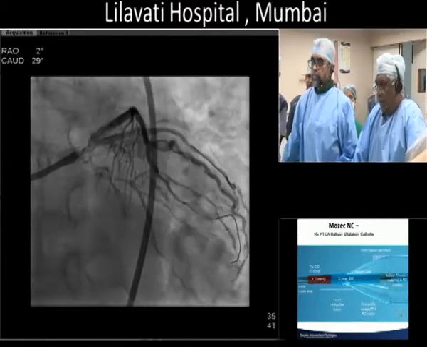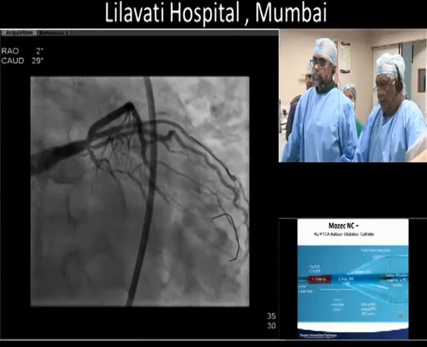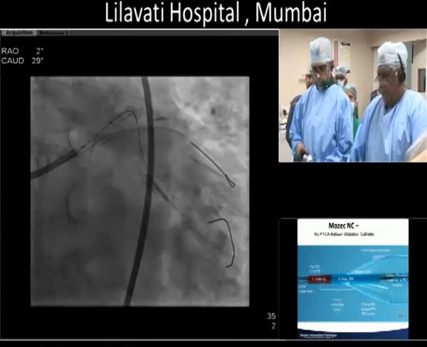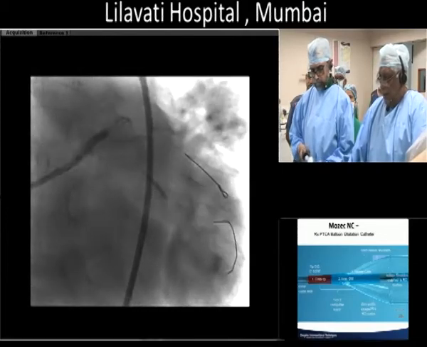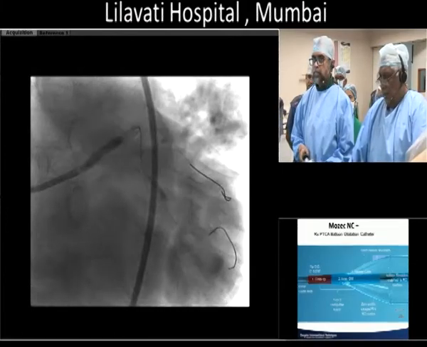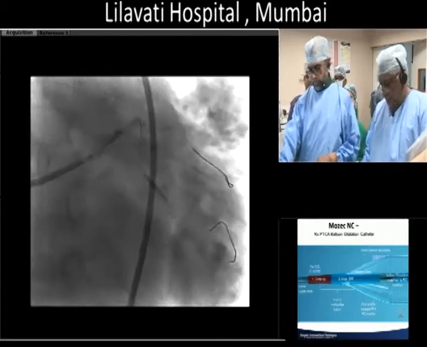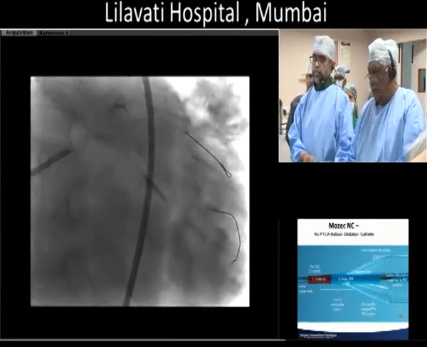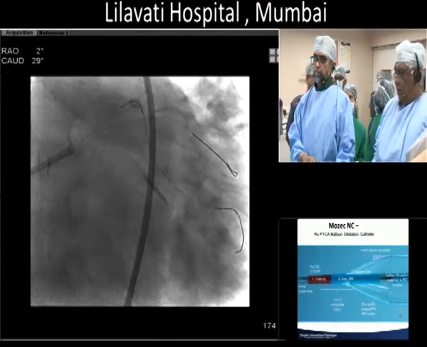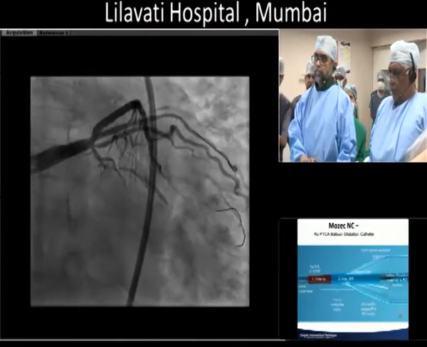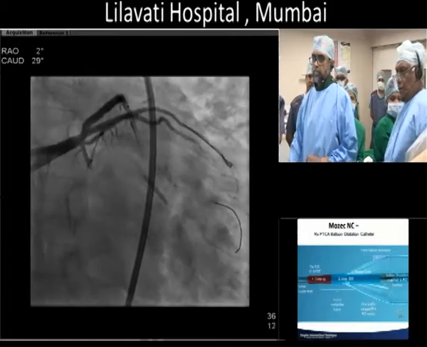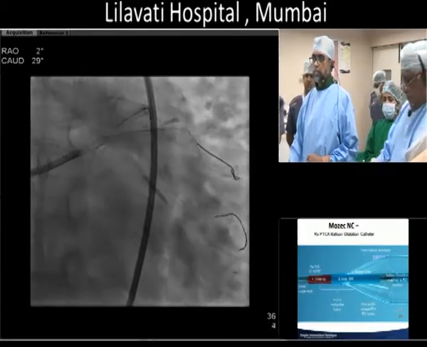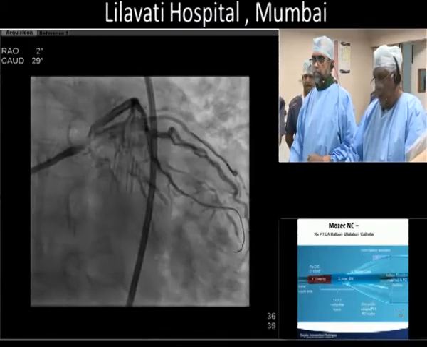Looks okay. Looks quite good. Go up, 18. One more dilatation. Okay. And of course, your patient is doing very well, no issues, no hemodynamic issue. You've saved the ramus, looks very good. You still have access to the circumflex.